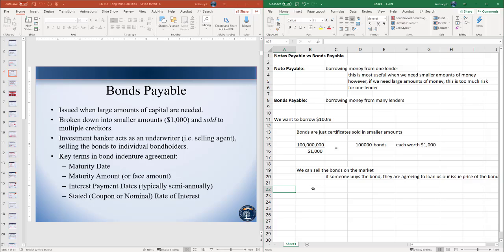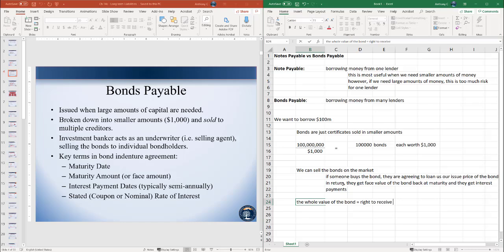Essentially, if someone buys the bond, they're agreeing to loan us money, and in return, they get the face value of the bond back at maturity, and they get interest payments. So really, the whole value of a bond is just the right to receive face value and interest payments.